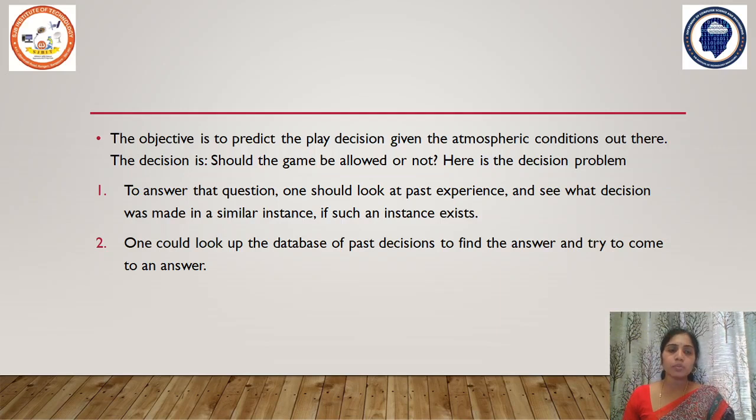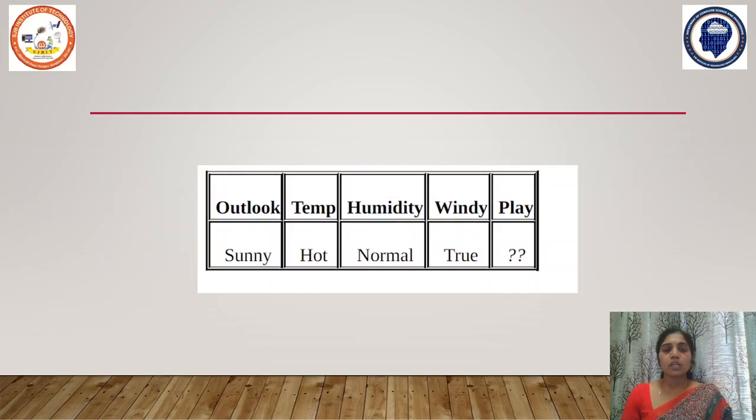So here you have outlook, temperature, humidity, windy, and play. Outlook is sunny, temperature is hot, humidity is normal, windy true. Can you play or not? This is the question. Here you have the data set given: outlook, temperature, humidity, windy and play. 14 data sets have been given. If there were a row for the sunny, hot, normal, windy condition in the data table, it would match the current problem and the decision from that row could be used to answer the current problem.